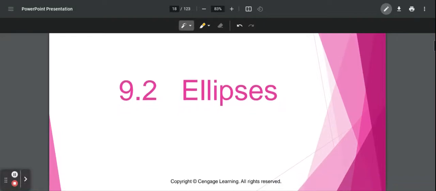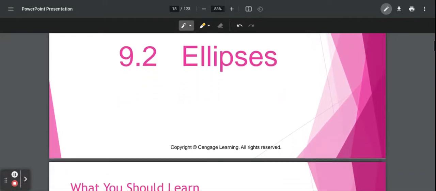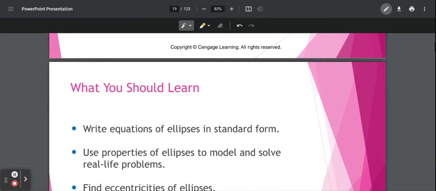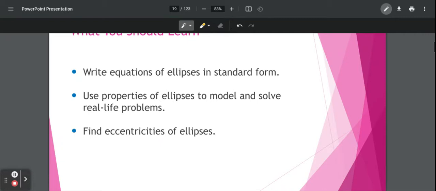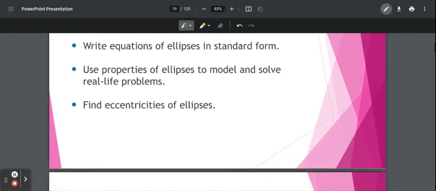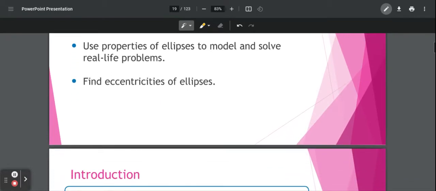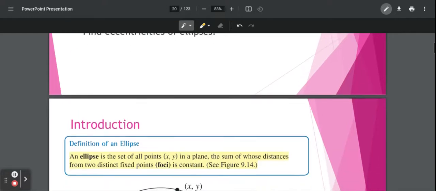All right, so in 9.2, we are going to talk about ellipses. So we'll write an equation of an ellipse in standard form. We'll use properties of ellipses to model and solve problems, and we'll find eccentricities of an ellipse.